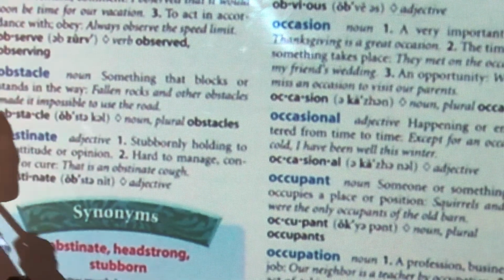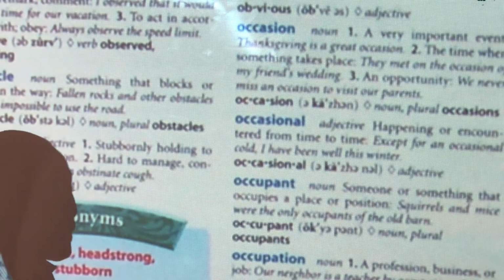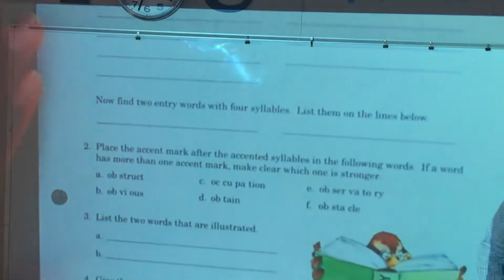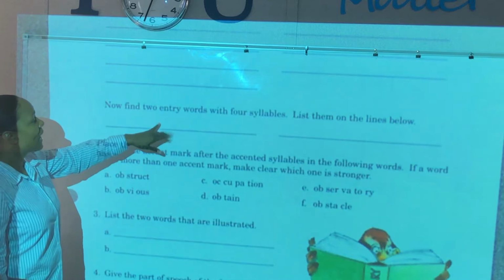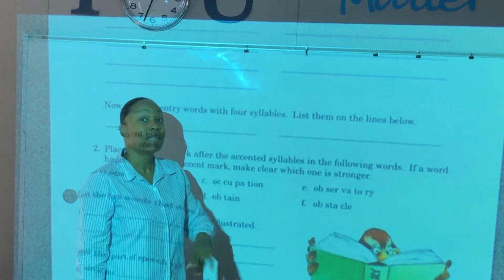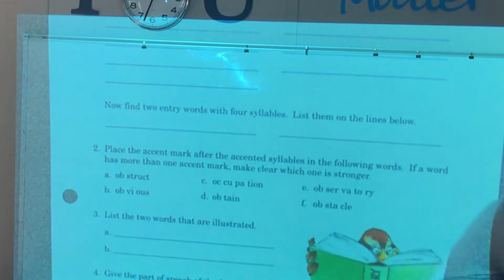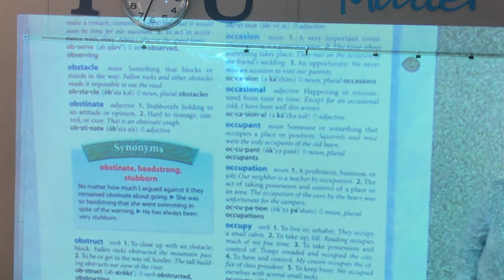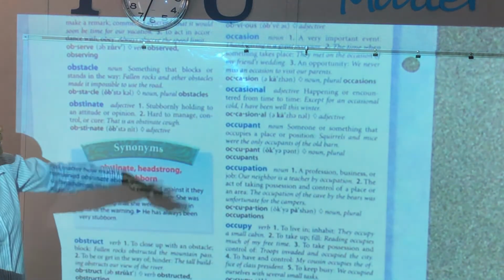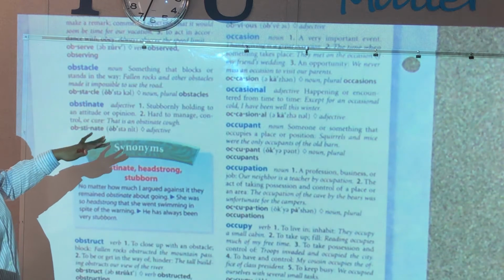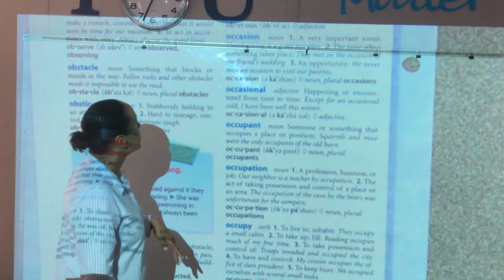Okay, so that would be an example of a 3-syllabication word. I gave you one answer. I want you to find another one on your own. Okay? Now let's move on to the next section on page 217. It's asking you now to find 2 entry words with 4 syllables, and then you're going to list them on the line below. So again, let's refer to page 216. From this list, can you find a word with at least 4 syllables? And once you locate that, you're going to then use that as one of the examples.